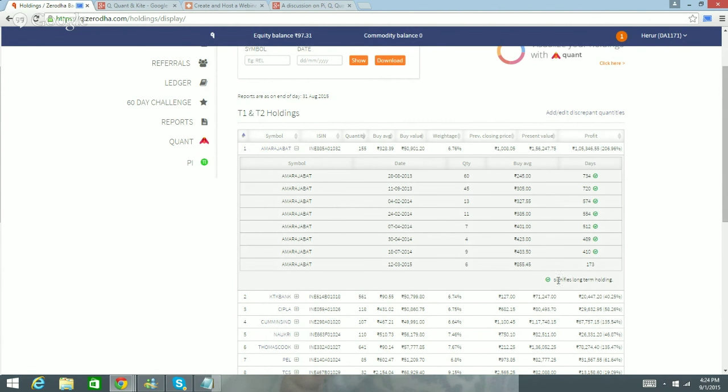So we've also done this whole small green tick bar, right? If you see all the green tick bars, they are basically all long term. That means you can sell these stocks and you will not have to pay any short-term capital gain tax, right?